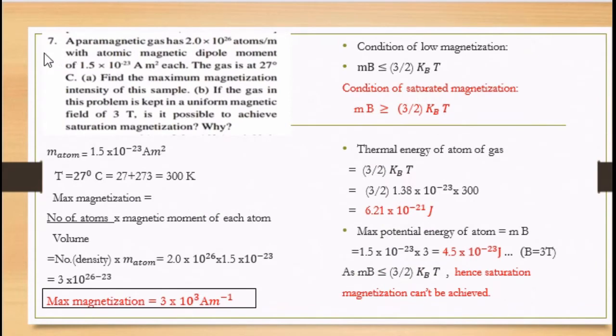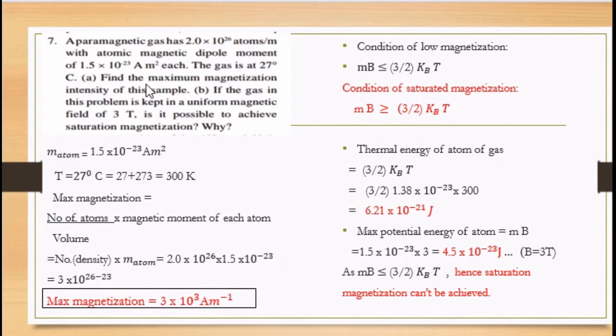Let us solve the unsolved sum number 7 from the textbook. A paramagnetic gas has 2.0 × 10^26 atoms per mole with an atomic magnetic dipole moment of 1.5 × 10^23 ampere meter square each. The gas is at 27 degrees Celsius.